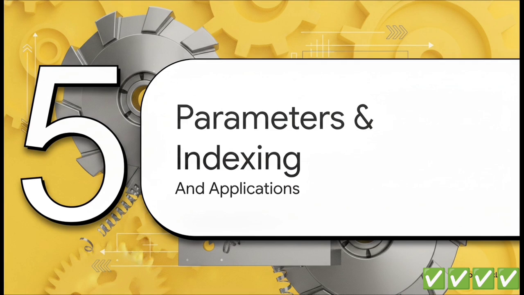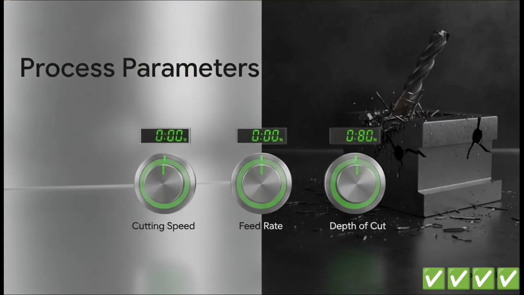Section 5. Parameters, Indexing, and Applications. Ask any machinist, and they will tell you that success always comes down to balancing three primary parameters: cutting speed, feed rate, and depth of cut. We've already talked about the math behind speed and feed, but you also have to heavily factor in how deep you're plunging that tool. If you get all these formulas right, you get this beautiful mirror-like surface finish, and your ridiculously expensive cutting tools will last for hours. But if you get them wrong, you'll shatter the tool, ruin the part, and potentially do serious damage to the machine itself.